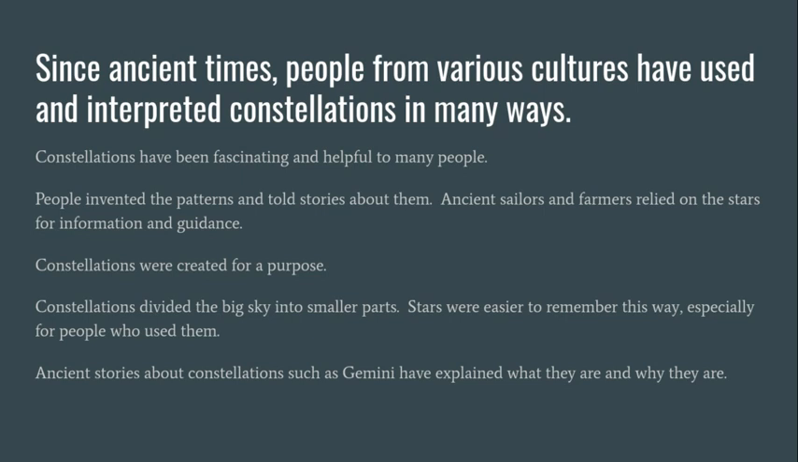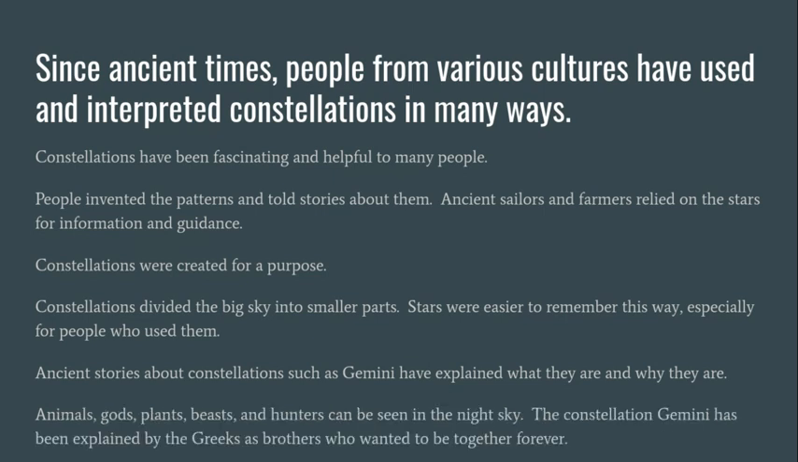The four details in our windows give examples of different stories. Combine these into two sentences. This is what I came up with. Animals, gods, plants, beasts, and hunters can be seen in the sky. The constellation Gemini has been explained by the Greeks as brothers who wanted to be together forever. What did you come up with?